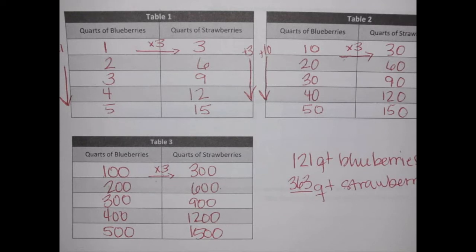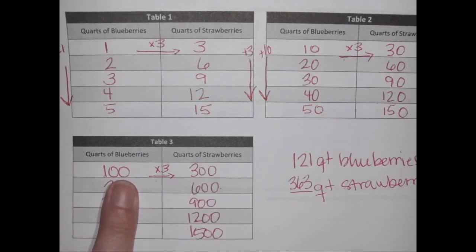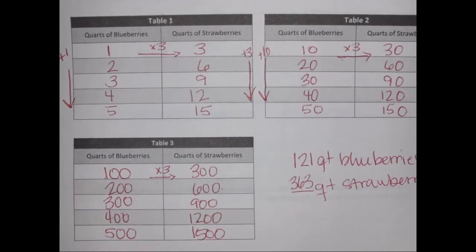So can I find any value for strawberries if I have the value for blueberries? Yes. How? What do I do? Kalia. You multiply it times 3. So you just multiply by 3. Now, what if I wanted to go the other way? What if I did not have these values and I wanted to find them? What would I do? Julie? Divide by 3. If I'm going the opposite direction, I do the opposite operation, I divide.